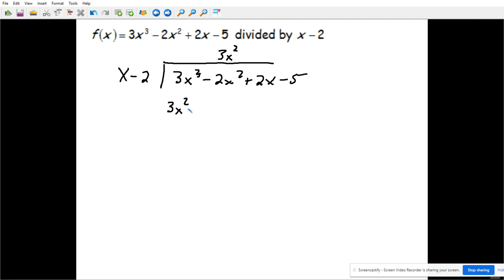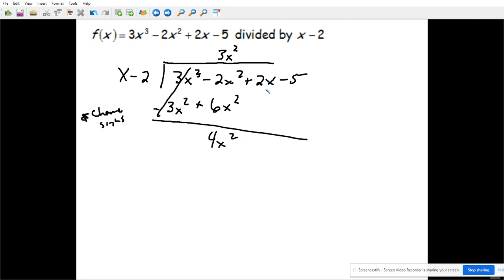3x squared times negative 2 is a minus 6x squared. So I'm going to change the signs. Okay, really important here. Change the signs, because I need that first term to cancel. So when I do that, that cancels. It gives me a 4x squared. I'm going to drop the next term, which is a plus 2x.